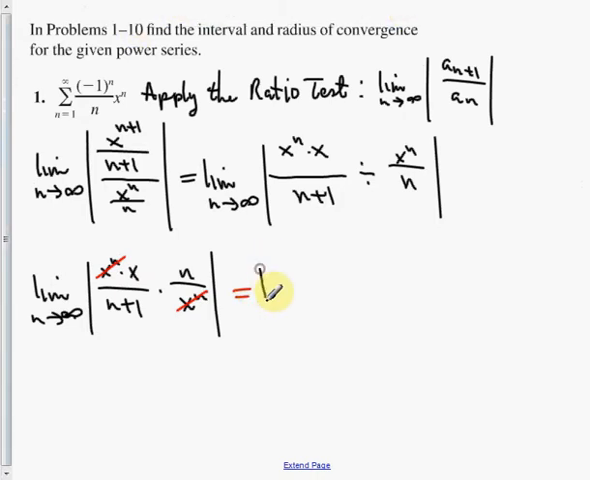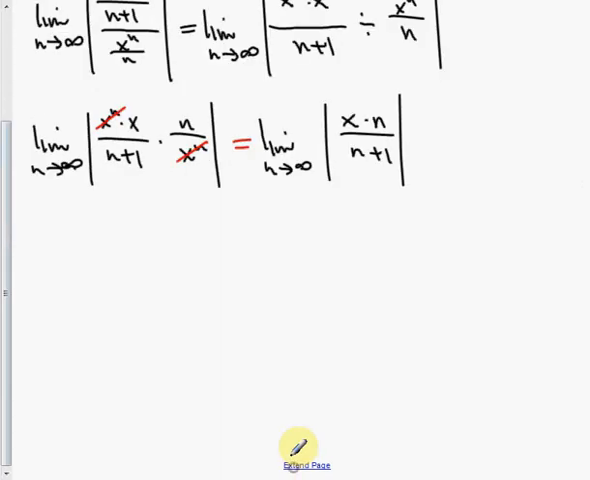So this is the limit as n goes to infinity of the absolute value of x times n all over n plus 1. Now, so here, this is the limit as n goes to infinity of the absolute value of x.